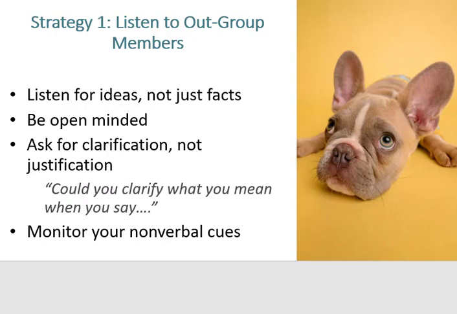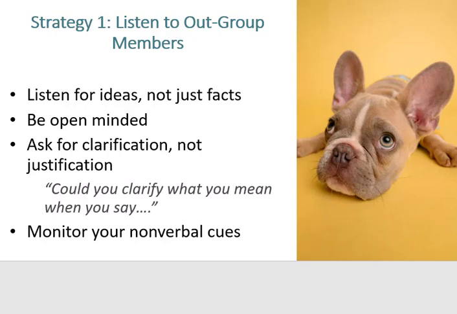Third, ask for clarification, not justification. So here's a couple of communication examples. Let's try saying something like, could you clarify what you mean when you say your hands are tied, versus saying something like, explain how your hands are tied. Asking for clarification helps express that you understand the main idea, but are also looking to understand details more fully. Asking for justification of feelings can put the outgroup member on the defensive.